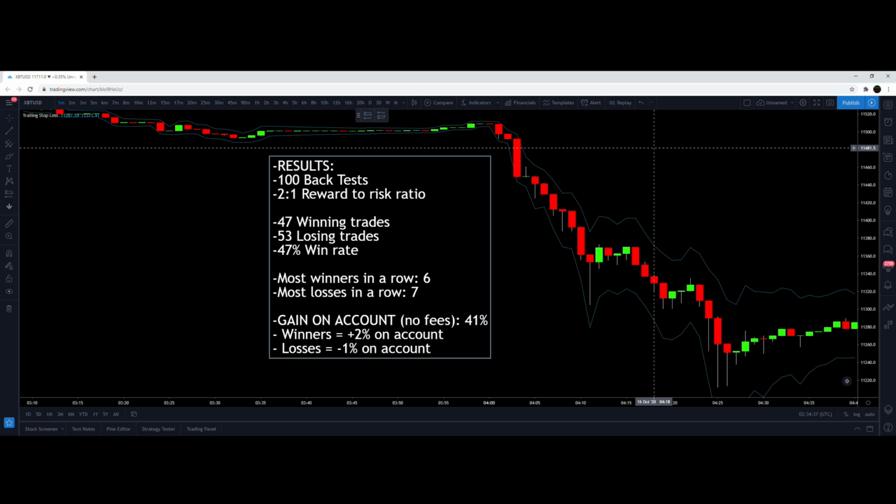So anyway, that was a good test, and pretty cool that it works on a 1 minute time frame for Bitcoin, where the fees are much lower than Forex, and there aren't really spreads. The spreads are pretty much non-existent.